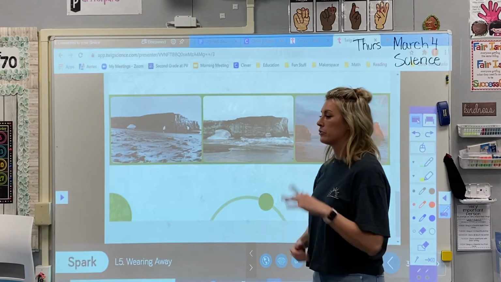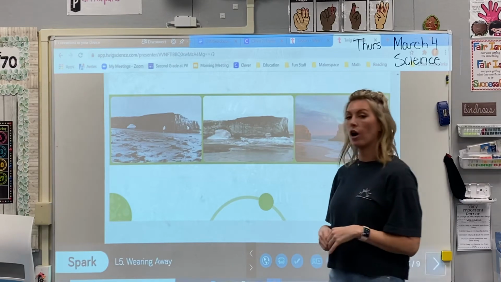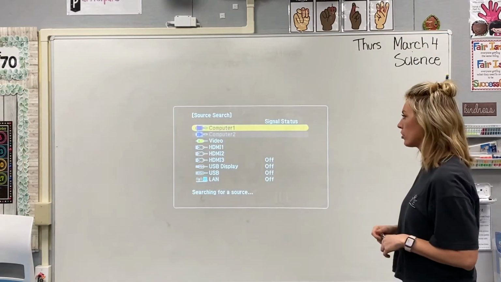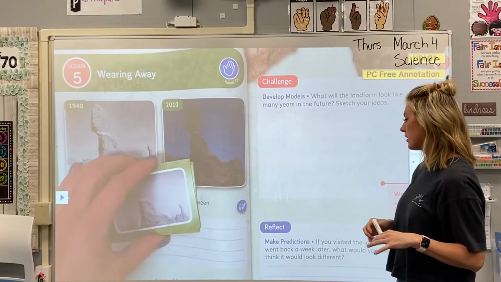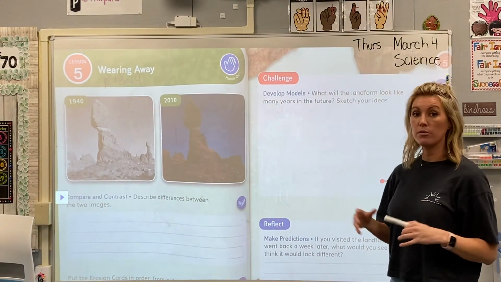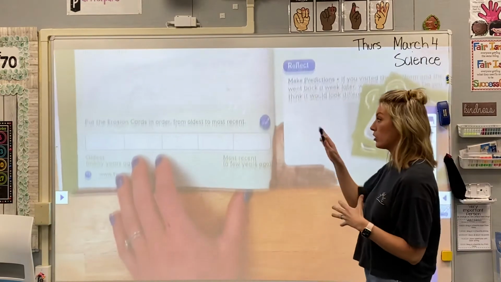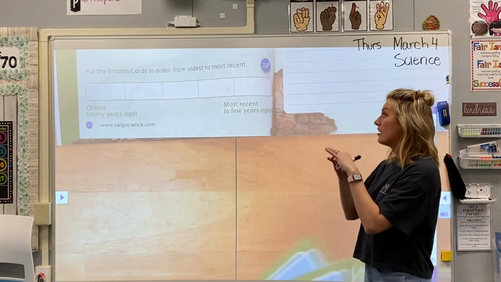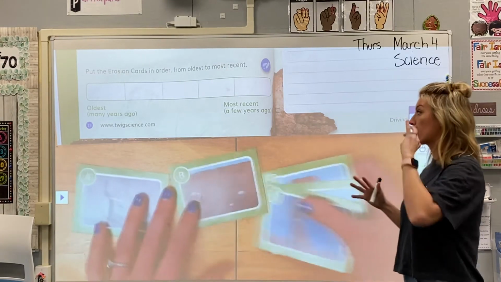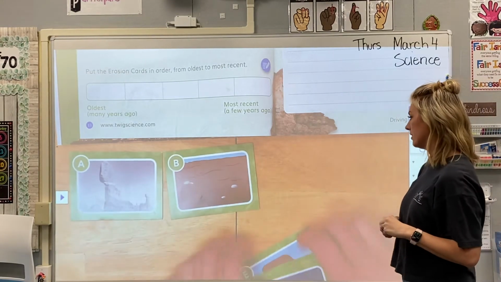Next, what we're going to do is switch back, and we have these cards that we need to put in order. You'll notice at the bottom of your page, it says that we need to sort the cards and put them in order, just like we did with those 3 pictures of the natural bridges. We need to put these 5 cards in order from oldest to most recent.